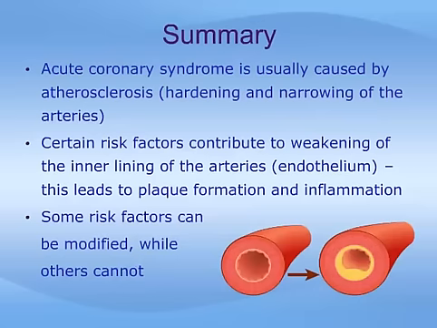In summary, acute coronary syndrome is usually caused by atherosclerosis, or hardening and narrowing of the arteries. Certain risk factors exist that contribute to weakening of the inner lining of the arteries, called the endothelium. This leads to plaque formation and inflammation. Some of these risk factors can be modified or changed, while others cannot.